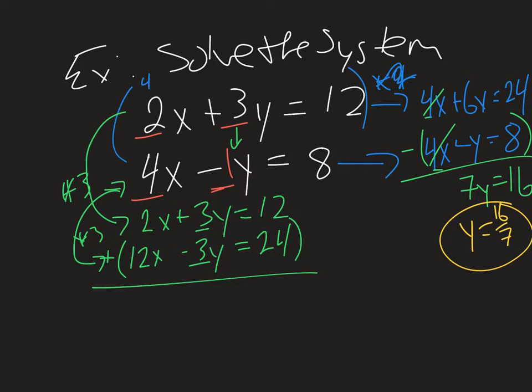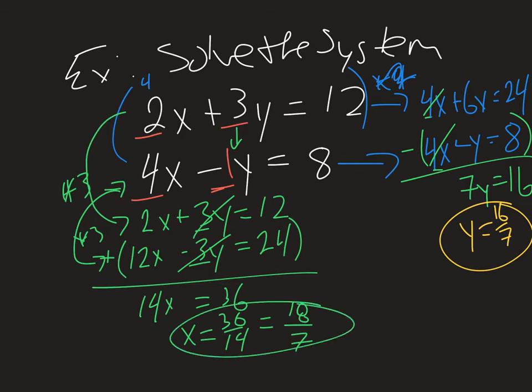So I'll have 2x plus 12x, which makes 14x. The y's would be gone, and this is going to give me 36, which means that x is going to be 36 divided by 14. And if you felt so inclined, you could reduce. It looks like I can divide them both by 2, so we'll have 18 sevenths. But 36 fourteenths would also work. It's an equivalent fraction. So you've got options with systems of equations.